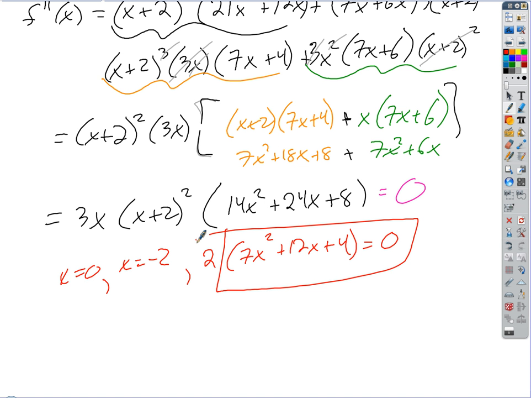We can check real quick, b squared minus 4ac, 144 minus 4 times 28. So we are going to get 2 real roots out of that. But I'm not going to mess with it now. We could though, right? We could find out what those are and add those to our table, okay?